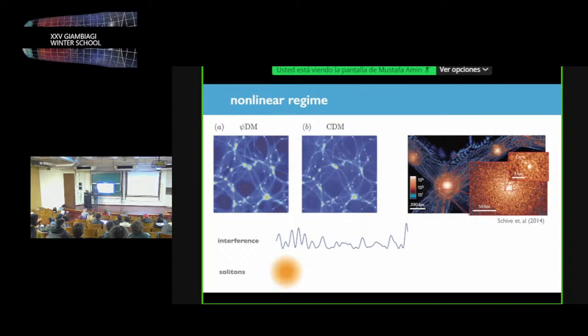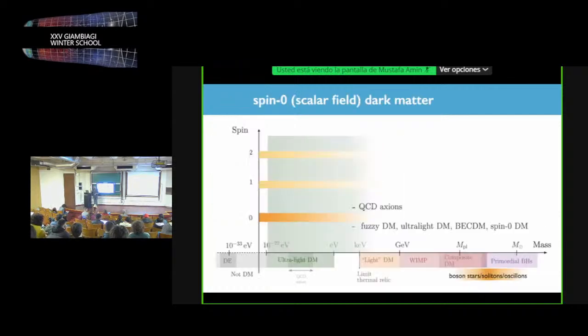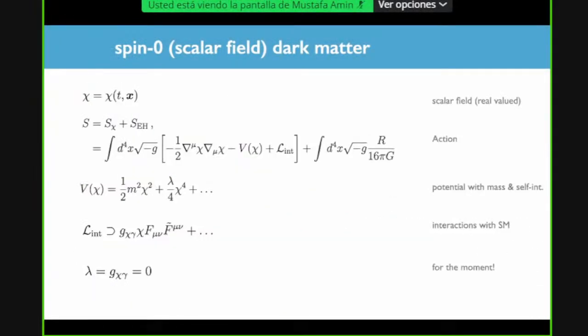Okay, so let's begin. And as always, I'm going to go very quickly through a review of what we have covered in the last lecture, and then move on to new stuff. So very quickly, we were discussing spin zero or scalar dark matter. It could be QCD axions, fuzzy dark matter, ultralight dark matter, give it the name that you want. We said that it's well described by a classical scalar field.